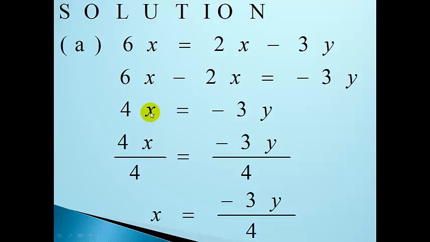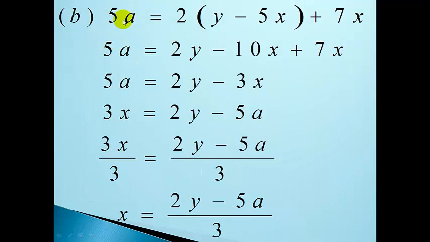So we have 4x is equal to minus 3y. Because we are solving for x, we divide the left hand side by 4, so we have 4x divided by 4, and we divide the right hand side also by 4, so we have minus 3y divided by 4. Now 4 will cancel 4 and we are left with x. And so x is equal to minus 3 over 4y. Now we can see that the x stands alone. That means that we've made x the subject from the equation 6x equals 2x minus 3y.